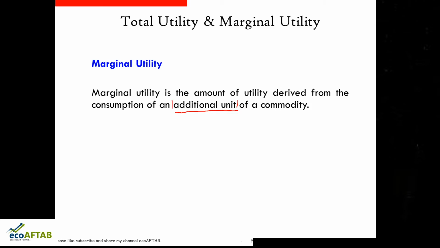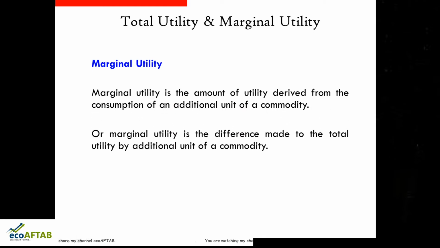The entire economics is not global economics of all the units. We speak about the immediate preference or immediate decision that we need to take. So here we speak about an additional unit of a commodity. So it will be more clear now what it is. Marginal utility is the difference made to the total utility by an additional unit of a commodity.